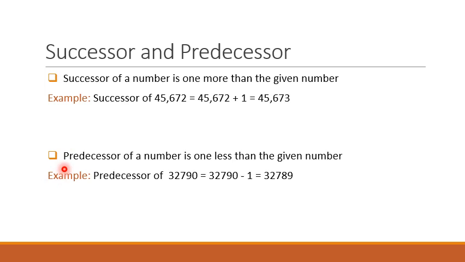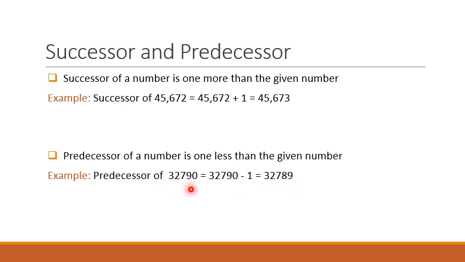Predecessor of a number is one less than the given number, or we can say it is the before number, the number which comes just before the given number. So to find predecessor, what we do? We subtract 1 from the given number. So here the number is 32,790. We have to find its predecessor, so I subtract 1 from it. So subtracting 1 from this, what I'll get? 32,789. So this is the predecessor of given number.